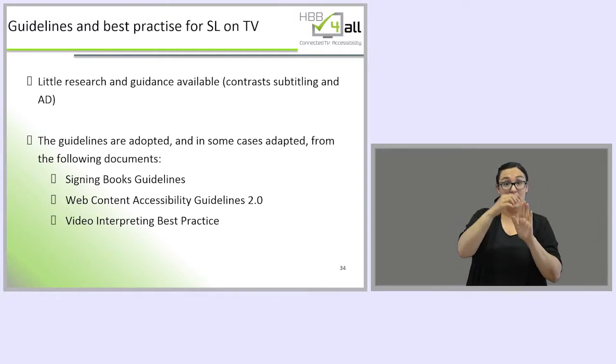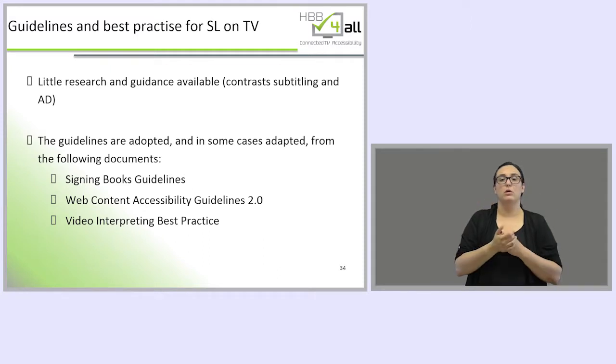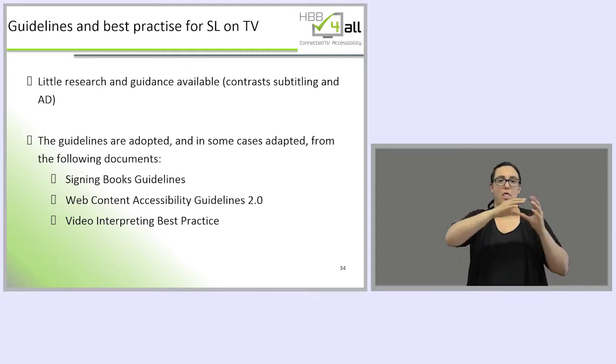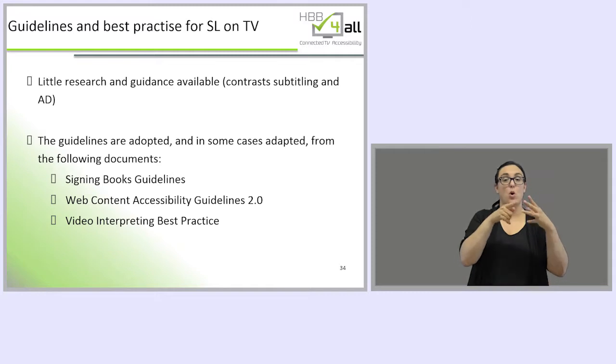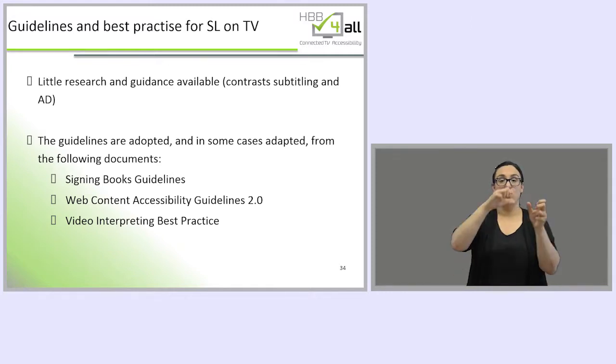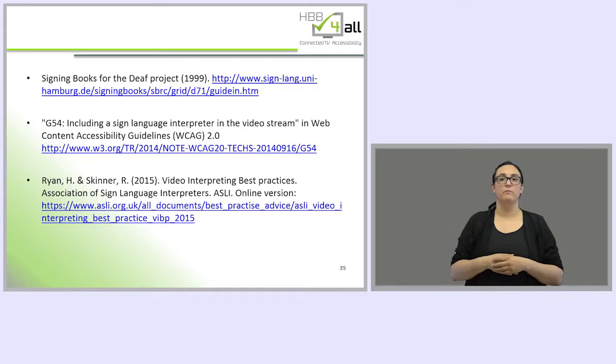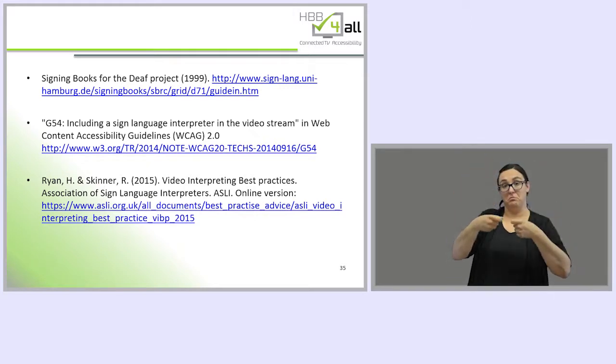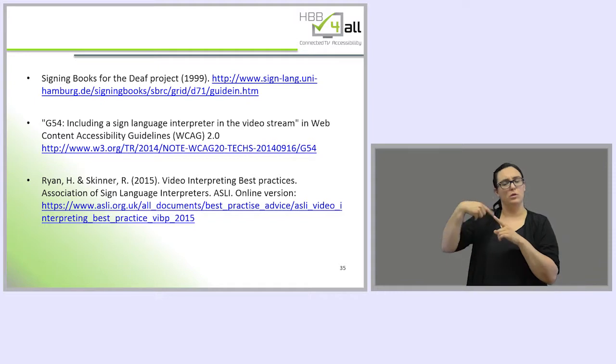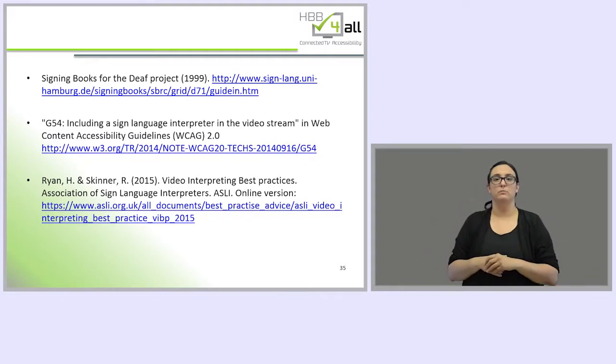The guidelines that we are going to mention in this lesson are adopted and adapted sometimes from the following documents: the signing books guidelines, the web content accessibility guidelines, and the video interpreting best practice. We assume that because sign languages are visual languages and they are used in visual media, similar guidelines and best practices can be used for broadcasting on TV. So here you see the references of these 3 documents, and you can find them later on at the end of the video in the reference section too.